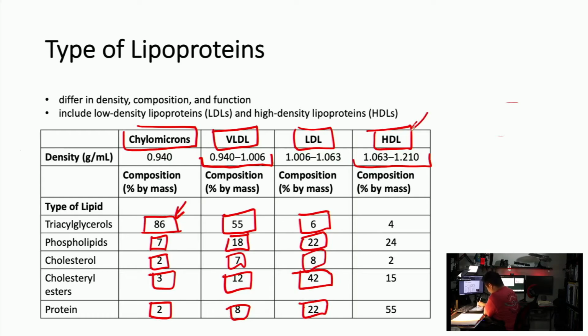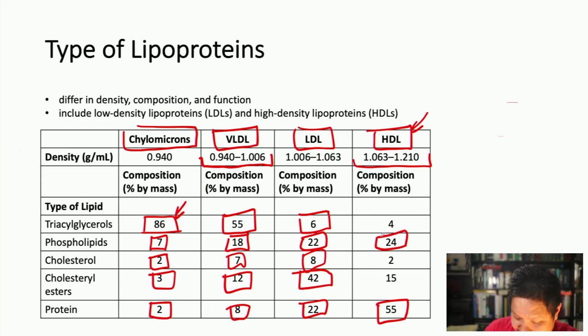Now, what makes HDL so good as compared to LDL? Turns out that it's mostly protein, right? 55% of a high density lipoprotein is protein, and then 24% is phospholipids. So the vast majority of this stuff is like membrane, right? And only 15% cholesterol esters, so very low fat, right? Very low cholesterol, and very low triacylglycerols, right?